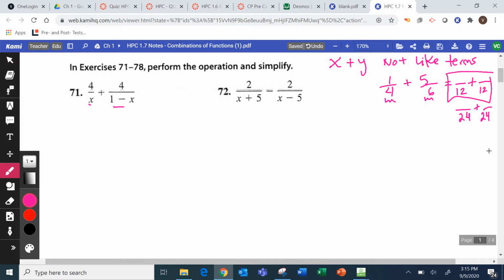But in order to know that it's 12, you have to factor the 4. 2 times 2, 6 is 2 times 3. They both have a 2 in common, so they both go to 2.